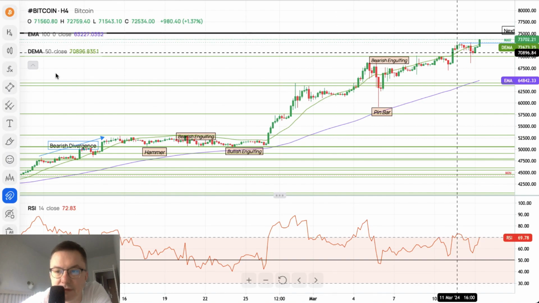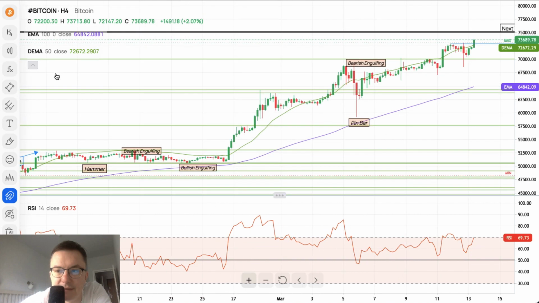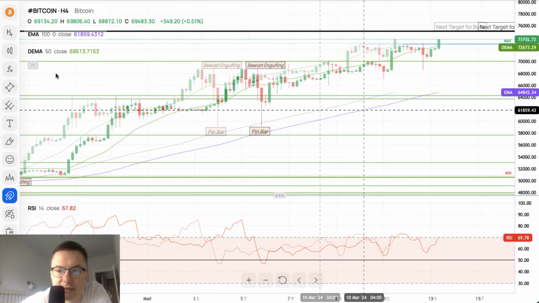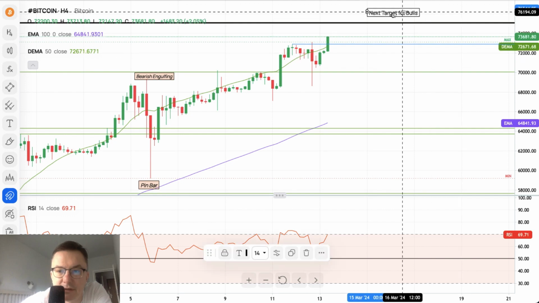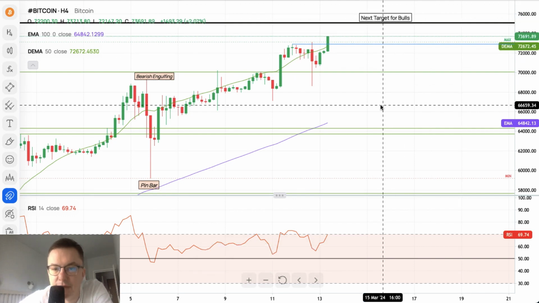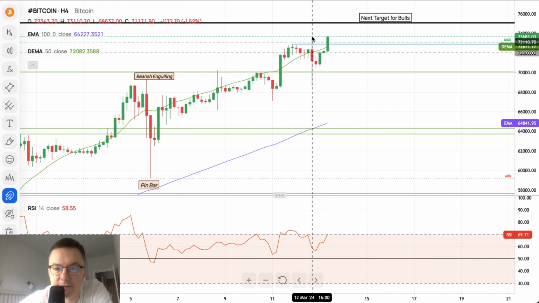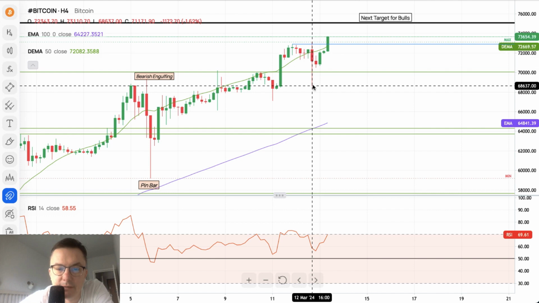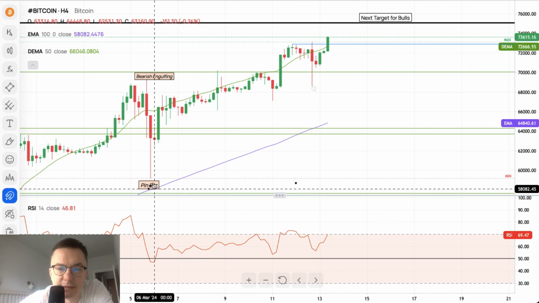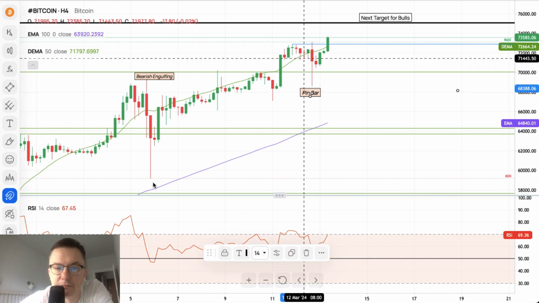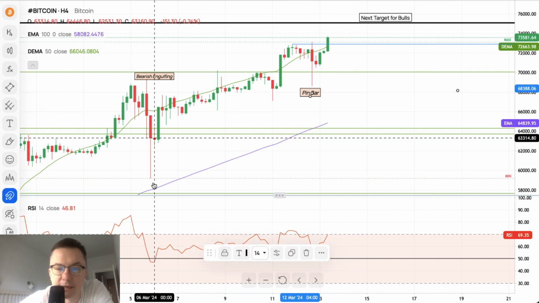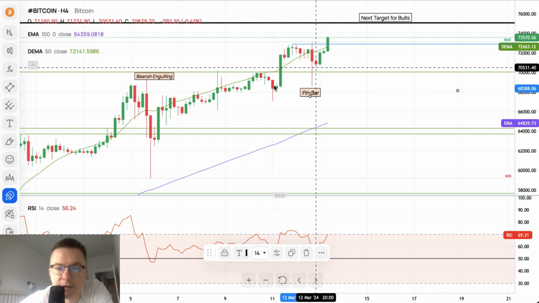What is Bitcoin doing? Bitcoin is breaking again towards the highs. As you can see, we got our next target for bulls. This is a round number of $75,000. This is the next target for the bulls. After yesterday's pullback from the new all-time high 73,110, we got this dip lower. Nevertheless, we can label it again as the pin bar. So all of the dips are being bought back up, like here, like here, like here, here, and here.